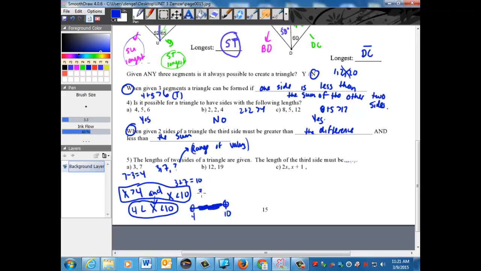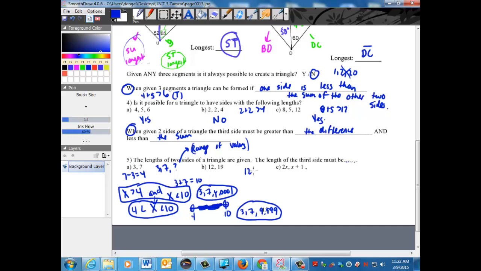So we could have a 3, 7, and a 4.00001 triangle. This would exist. Or we could have a 3, 7, and a 9.999 size triangle. This would work too. Okay, and you get the idea.